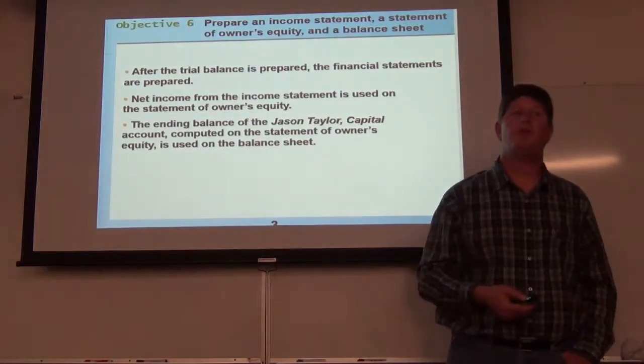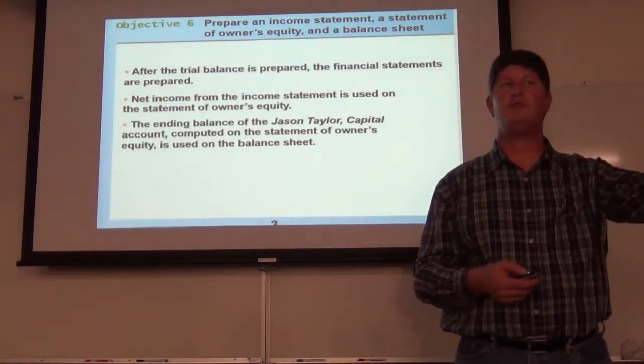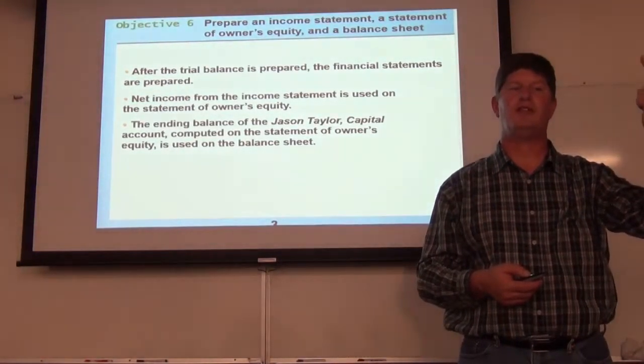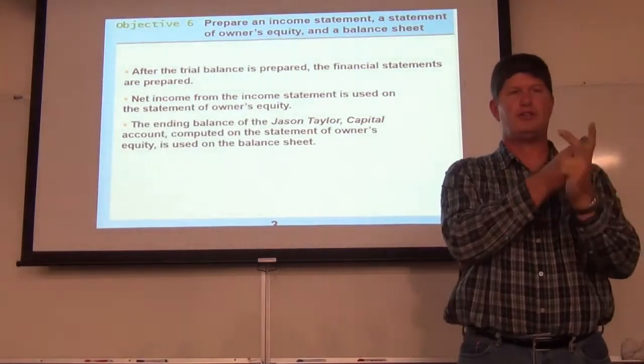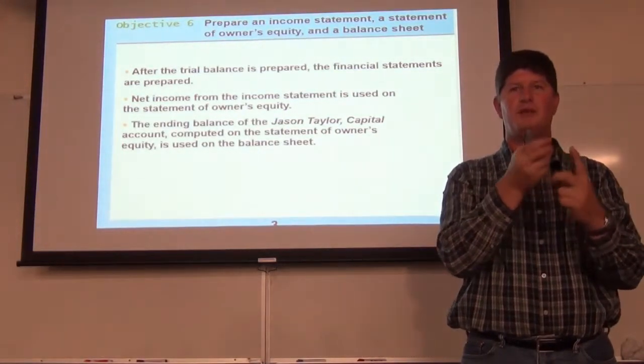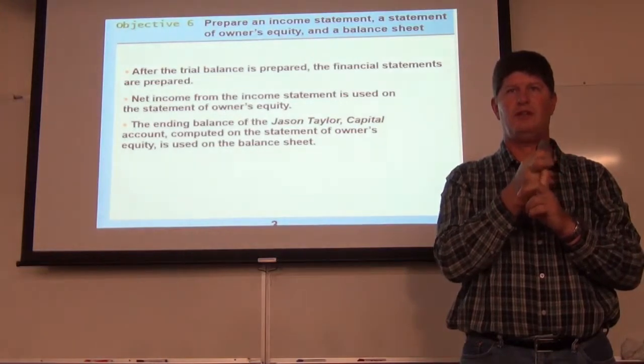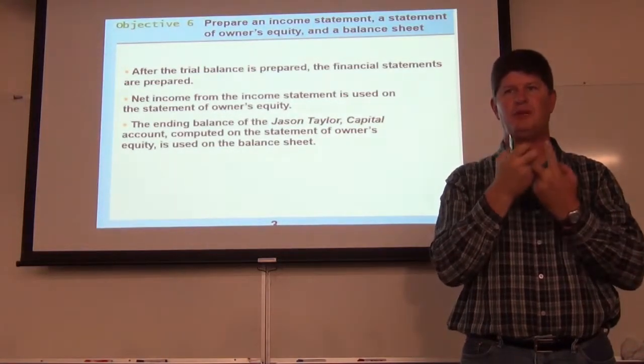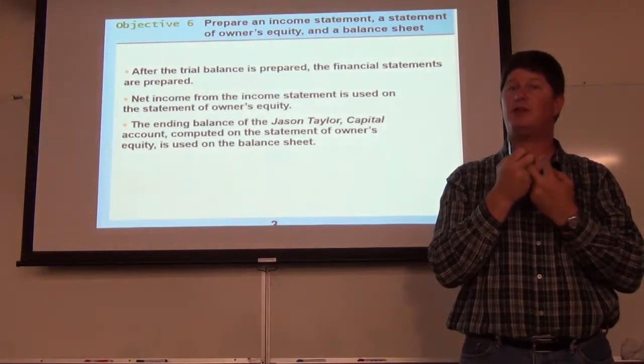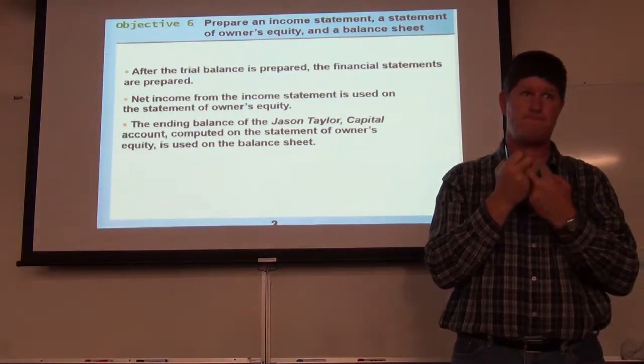What's the order we prepare them in? Income statement, statement of owner's equity, then the balance sheet. Because you need net income from the income statement to calculate the ending owner's equity. You need ending owner's equity to make the balance sheet come out in balance with the correct amounts. Okay? Good.